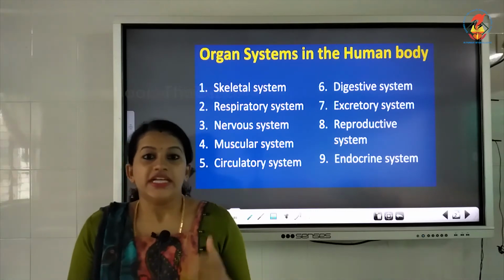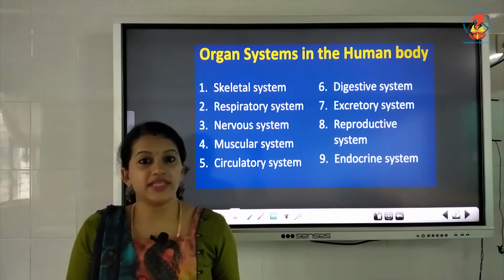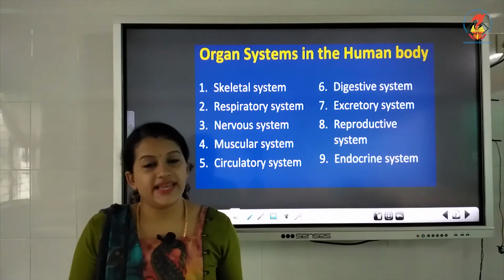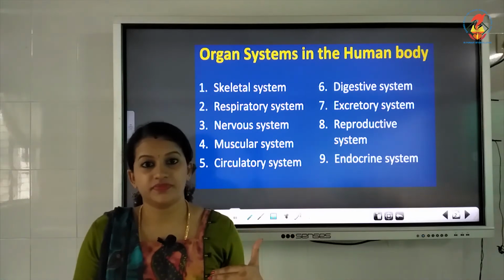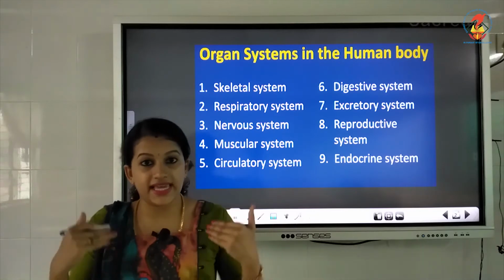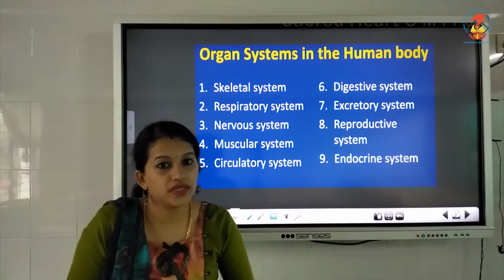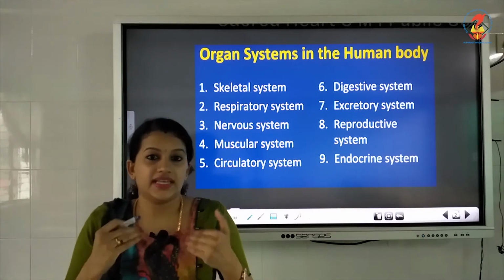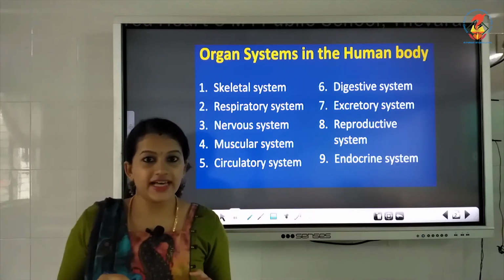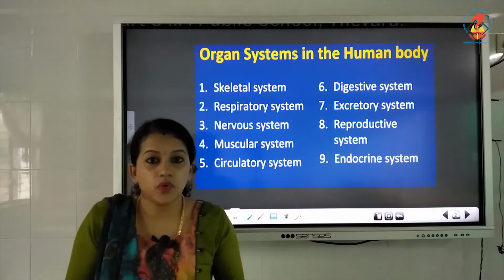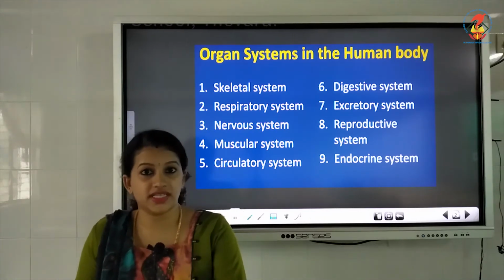Children, can you tell me how we breathe in? You all know that for us, breathing is essential, isn't it? And what is taken in when we breathe in? We are taking in the air that is present around us. We take in air and then we breathe it out. Can you tell me which organ is involved in this process?